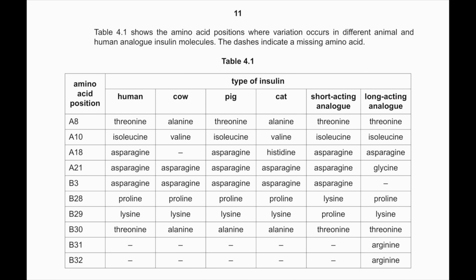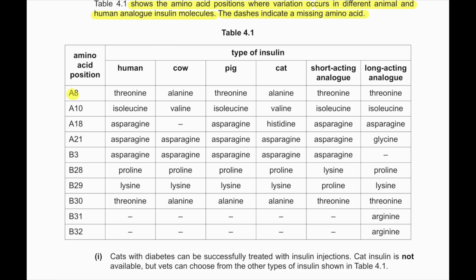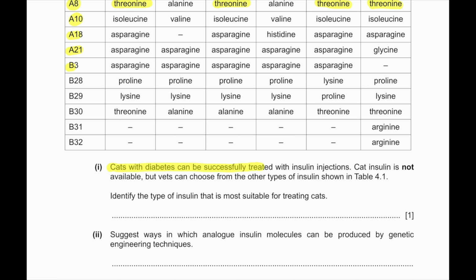The table shows the amino acid positions where this variation occurs in different animals and human analog insulin molecules. The dashes indicate a missing amino acid. So, we can see different amino acid positions and the type of insulin from human. We can see that in some organisms, the position matches. Cats with diabetes can be successfully treated with insulin injections.